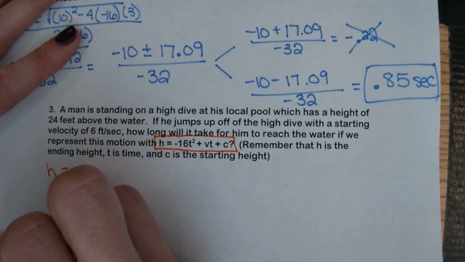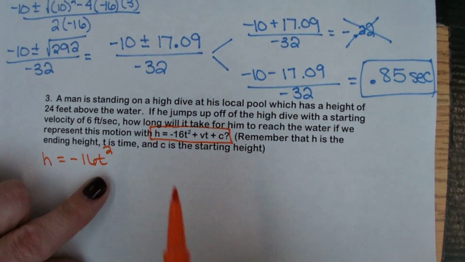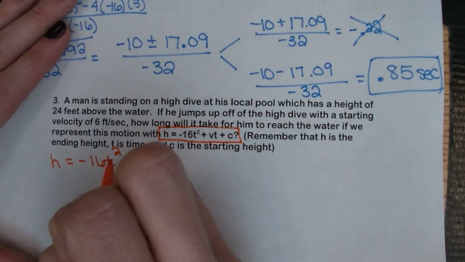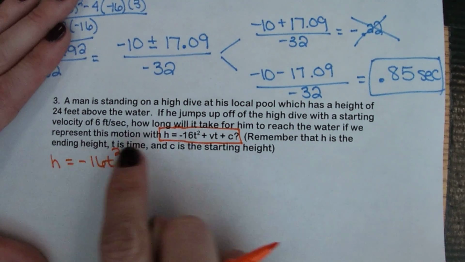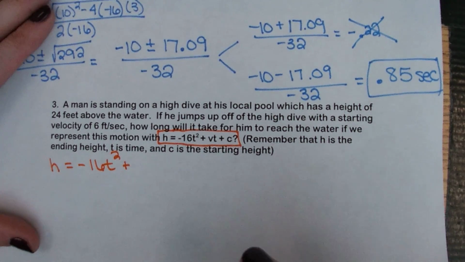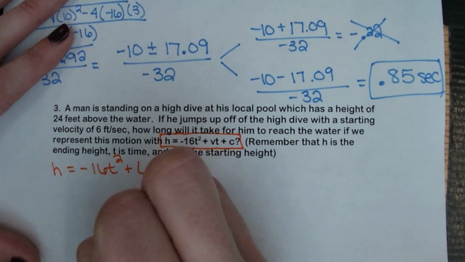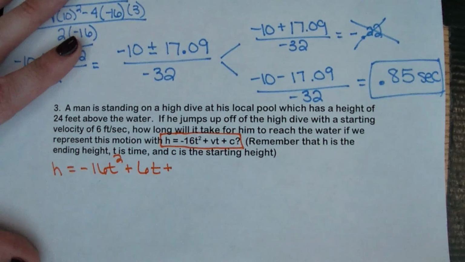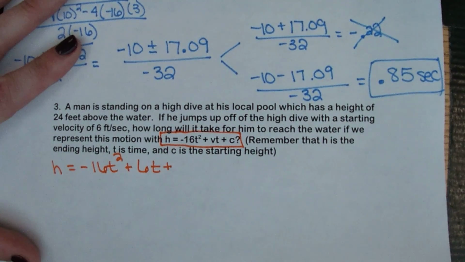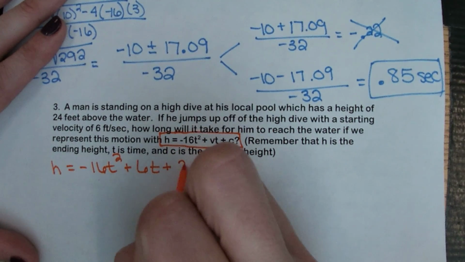H equals negative 16t squared. Usually we do this as t because t is time. Okay, plus v. So v is going to be our velocity. So he's doing that at 6 feet per second. So we're going to plug in 6 for v. And c is going to be our starting height. So our starting height here is going to be 24.